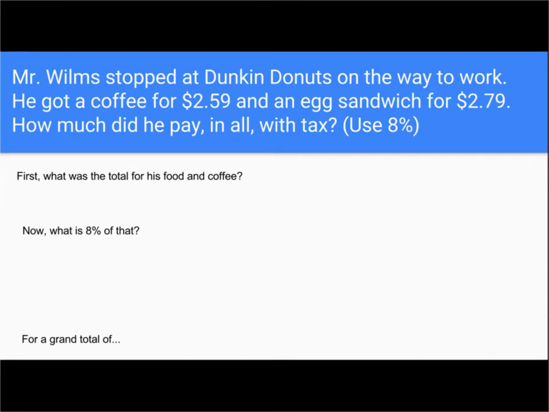Okay, Dunkin' Donuts. Mr. Williams stopped at Dunkin' Donuts on the way to work. He got a coffee for $2.59 and an egg sandwich for $2.79. How much did he pay in all with tax? So the last one, we were just looking at one amount. Now we're looking at two amounts. So first, we need to know what was the total for his coffee and his egg sandwich. $2.59 plus $2.79.